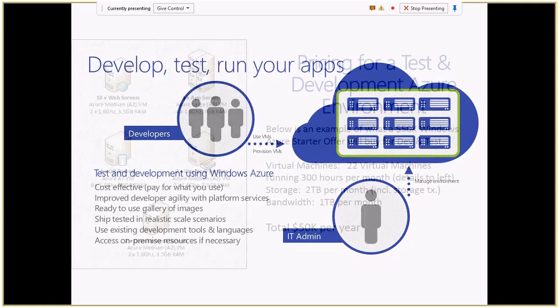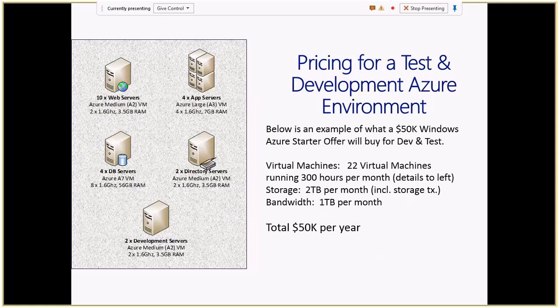I wanted to just give you guys an example. This is the one question that always comes up. Well, what does this really cost? What do I need to look at? This is a fairly large, beefier environment, where the customer needed a lot of larger virtual machines running. So this is an example of what $50,000 would buy you on an annual basis to run within a dev and test environment. There's 22 virtual machines running 300 hours, which is a little less than half time. So you have 2 terabytes of storage, and then 1 terabyte of bandwidth of egress coming out of there. So that gives you an example of an environment.